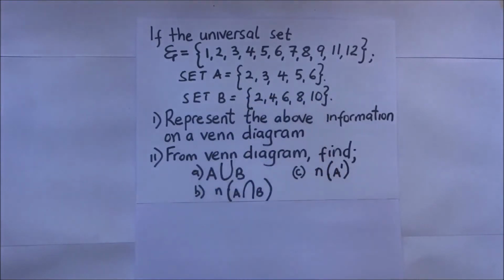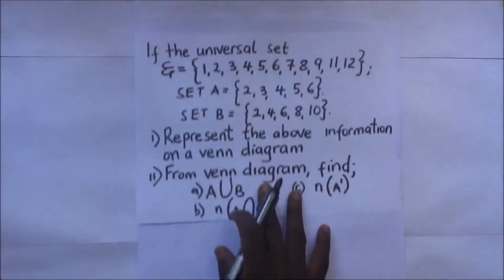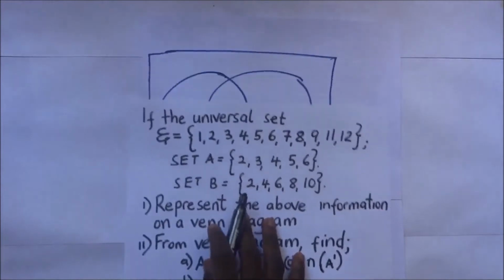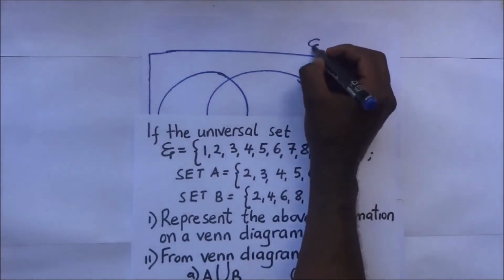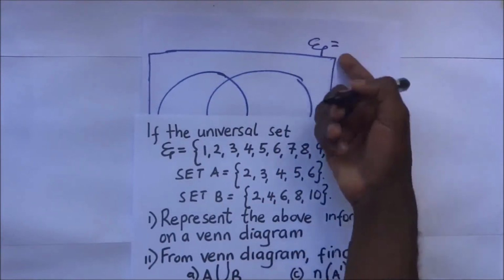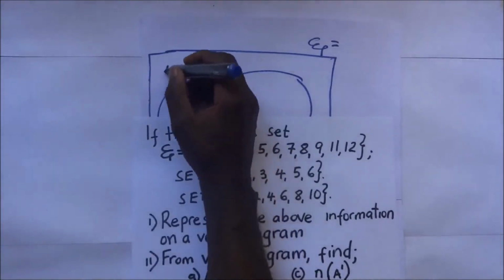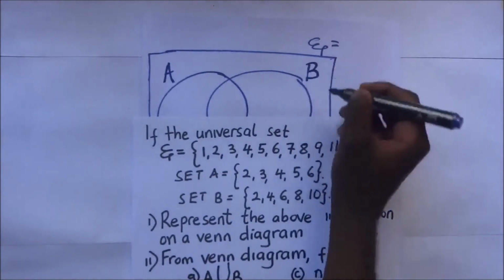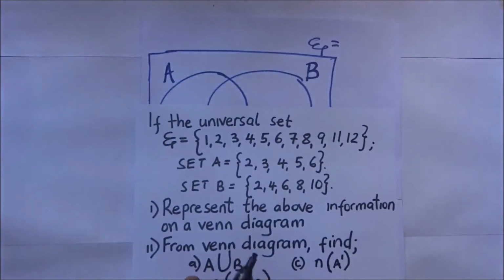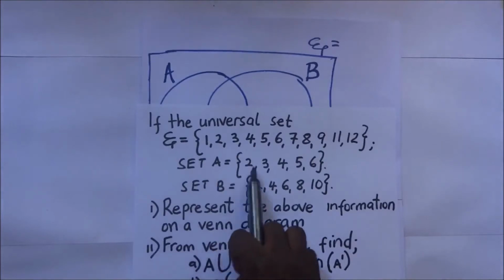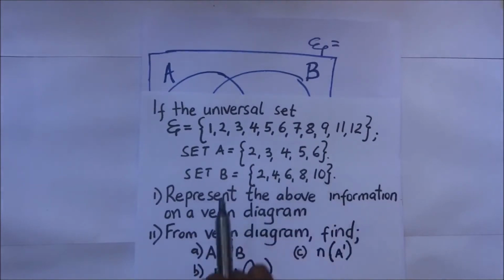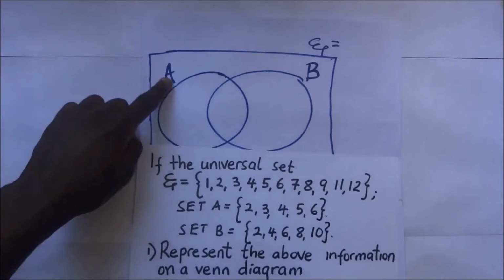We're supposed to represent the above information in a Venn diagram. So we'll go right ahead and represent the information in a Venn diagram. That will be our Venn diagram, and our universal set we represent on top here. We do not know how many members there are yet, but we have set A and set B. So we'll have set A here and set B right there. They're telling us that set A has those members and set B has those members.